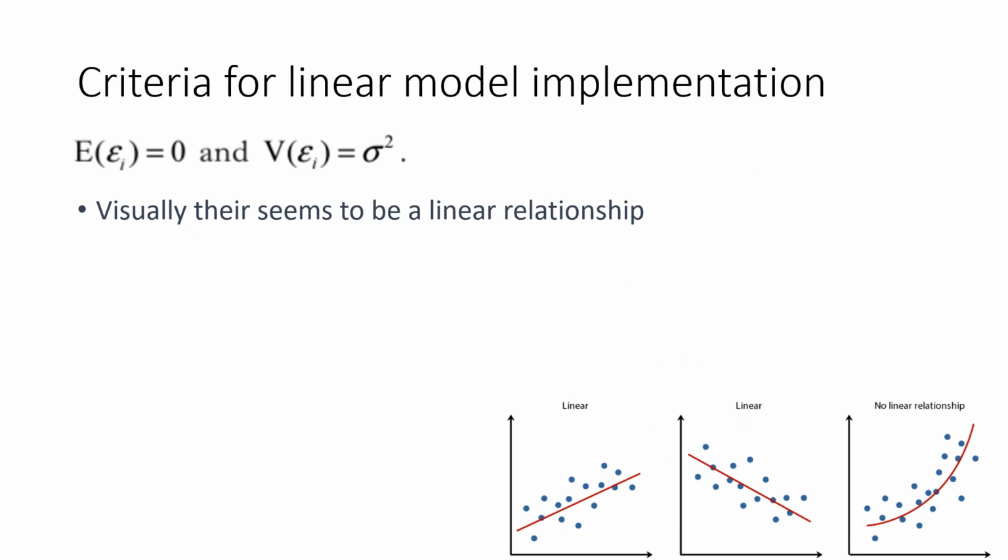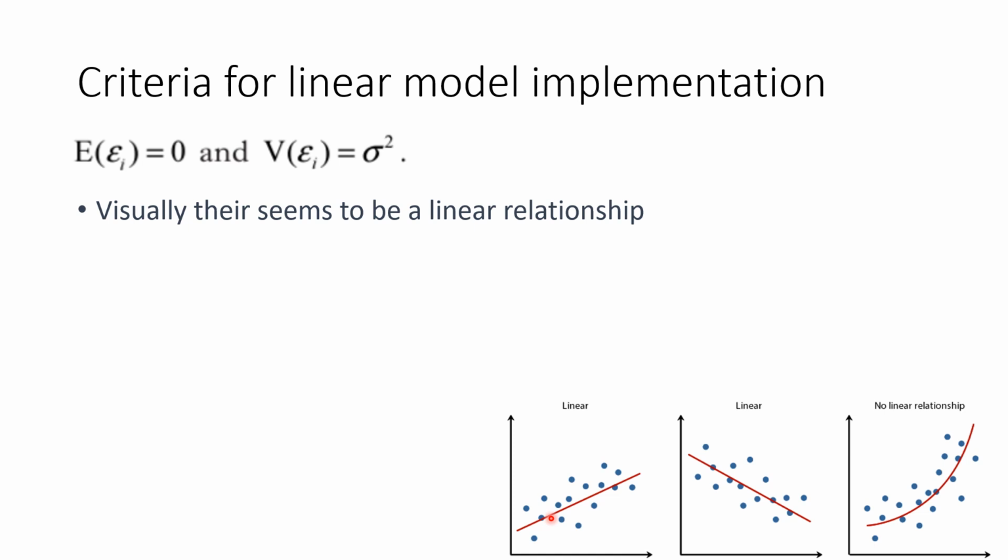Onto the criteria for a linear model. There are two criteria in the Advanced Higher course spec, and that is that the expected epsilon is 0. So we're assuming that as much as we overestimate, we also underestimate, and they cancel out. And also the variance of the epsilon is constant. Another way of understanding that is that visually, if you look at a scatter plot, it shows a linear relationship. So what do I mean by that?